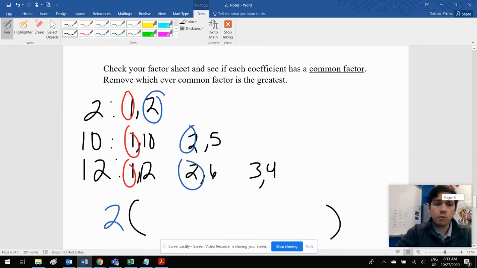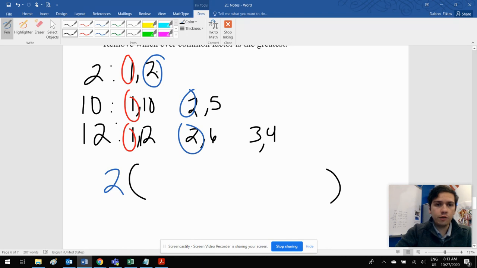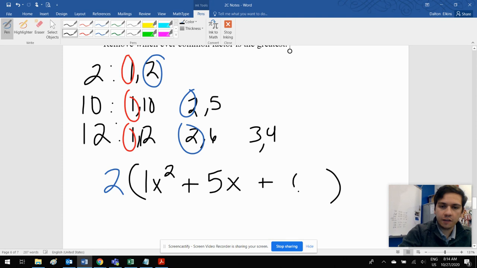The question is once I remove a 2, what's left? Well, I remove a 2 from the 2, what's left is just 1. So this is 1x squared, right? Remember that was the x squared piece. What's left from the 10x? Well, if I remove the 2, I'm left with the 5. So 5x. And then what about if I remove a 2 from the 12? I'm left with the 6. And this is a non-x term. That's our constant term. So it's just 6 here.